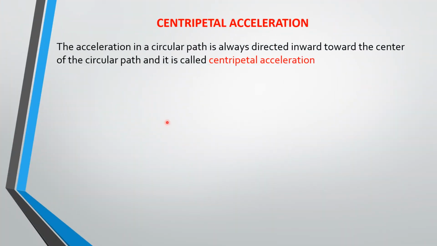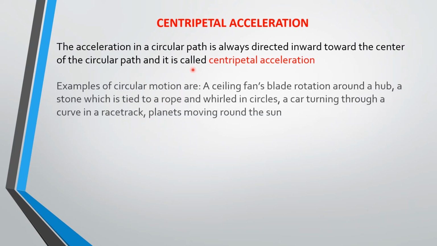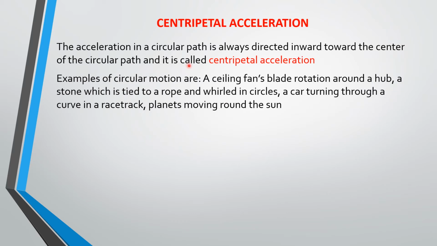So we're going to talk about centripetal acceleration. What is centripetal acceleration? The acceleration in a circular path is always directed inward toward the center of the circular path, and it is called centripetal acceleration. So centripetal acceleration is the acceleration that is directed towards the center of a circular path, as was just discussed earlier.